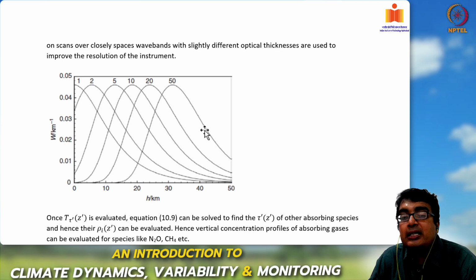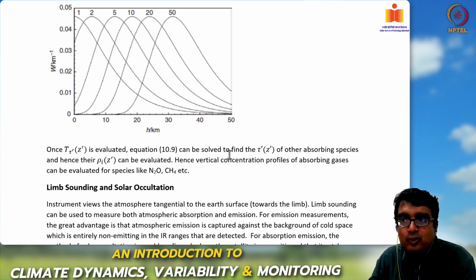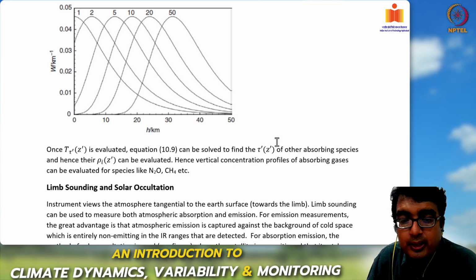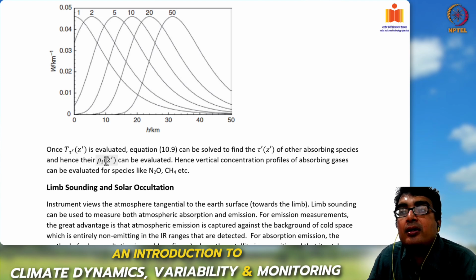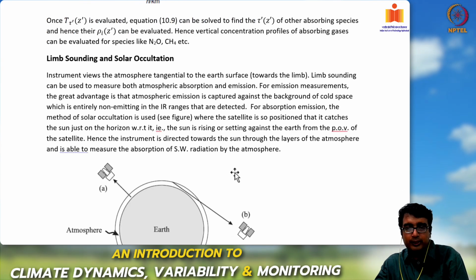So once the vertical profile itself of temperature is known, the same location can be scanned for different wavebands where different absorbing species are important to get the partial density function with respect to z, and that will give the concentration profiles of the various species. And this way, starting from CO2 and getting the temperature profile, we can also get the species profiles for N2O, methane, etc.